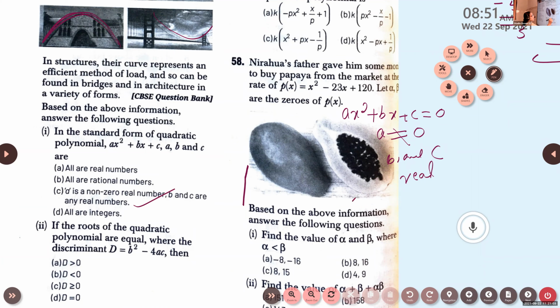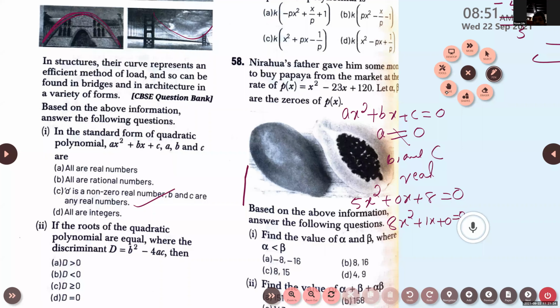Okay. 5x square plus 0x plus 8 is a quadratic equation, or 8x square plus 1x plus 0. B and C can be 0, but A cannot be 0. So C is the correct option.